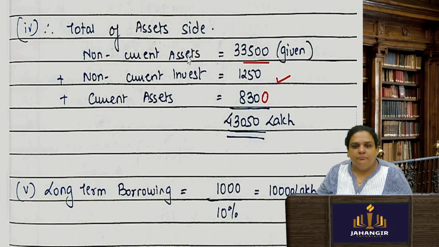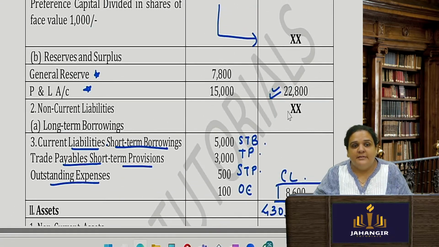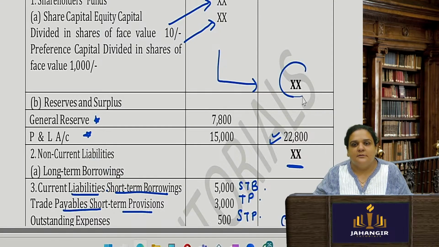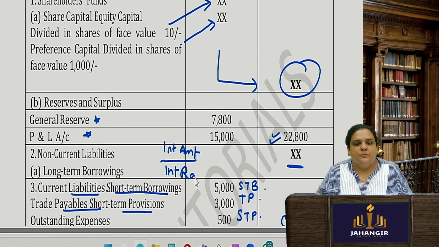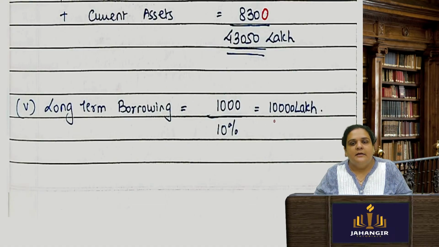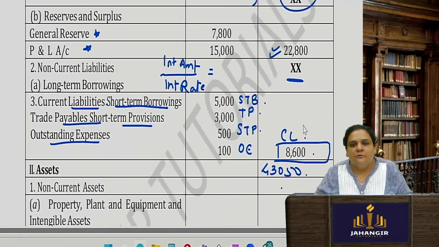Done. Now long-term borrowings I can find, in case of current liabilities, once I have this. So I know the total, I know current liabilities, I know everything. I can just find this. And for non-current liabilities, they have given me the interest amount and the interest rate. Superb. Interest amount and interest rate will give me the figure for the long-term borrowings. How much is it? 1000 divided by 10%, 10,000 lakhs. Simple. Put it over here, 10,000.